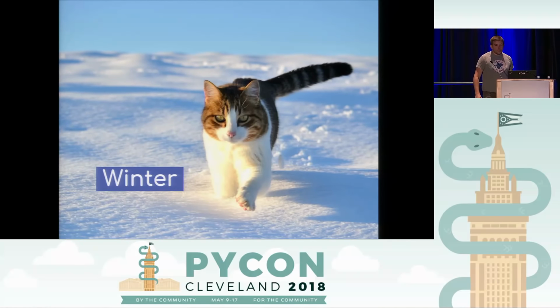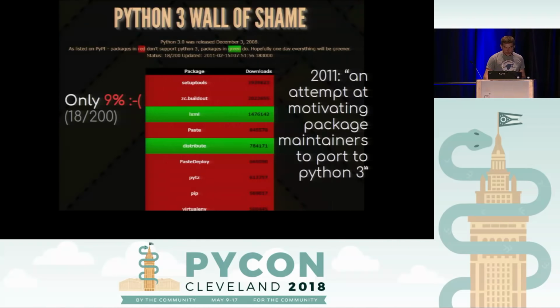So after the autumn comes the cold winter. And we will start with the Python 3 wall of shame. This website was created by someone who did not want to blame maintainers, but it was an attempt to motivate package maintainers to port their code to Python 3. And when the website was launched in 2011, only 9% of the top 200 projects were compatible with Python 3.